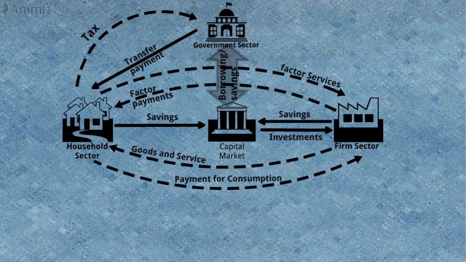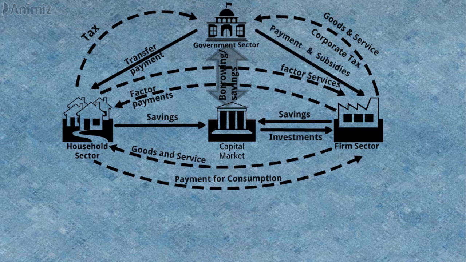Government also interacts with the firm sector. Firm sector provides goods and services to the government, and they also pay corporate tax as well. In return, government also makes payment for the consumption of goods and services. Government also provides subsidies to the firm sector.